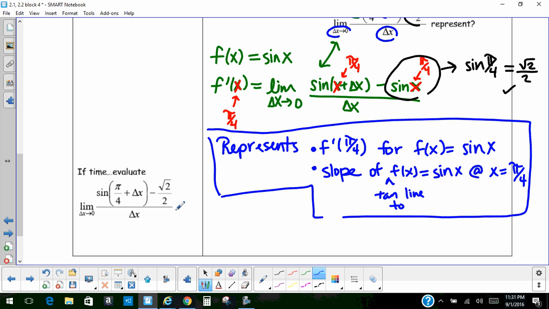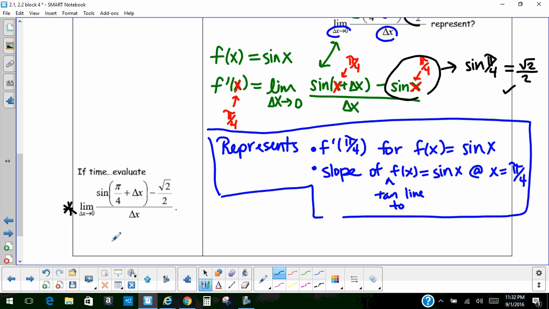Then, time to talk about evaluating. The reason why that's helpful is because you might see this limit question on an AP test and they say find this limit, and you might look at it and say, well, that's awful, I don't remember my trig identities, I don't know how to break this apart, I don't know how to find that limit, and it's going to take me forever and I don't have that time.